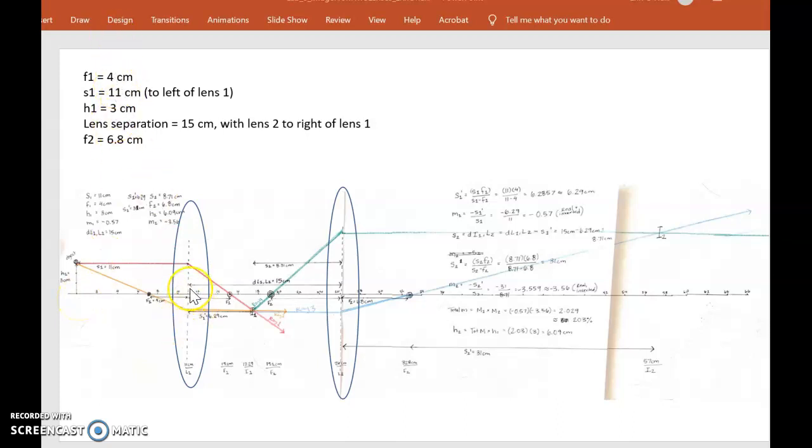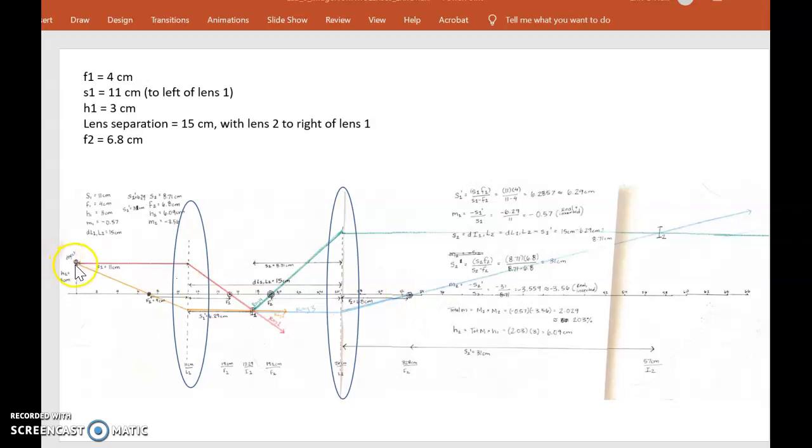Since the lens separation is 15 centimeters apart, and then S1, which is the length between the object and the lens, is 11 centimeters. I knew that this was 11, this was 15. The height of the object, H1, is 3 centimeters. And then F1 is 4, so 4 centimeters away on each side, and F2 is 6.8, so 6.8 centimeters away on each side. And then I just needed to figure out what the rays were.